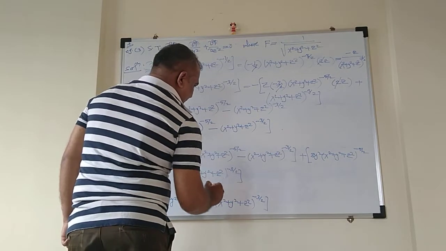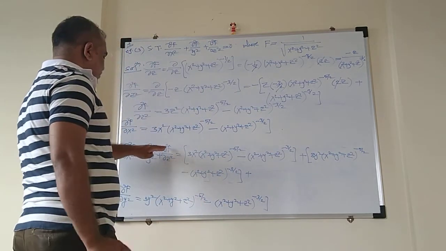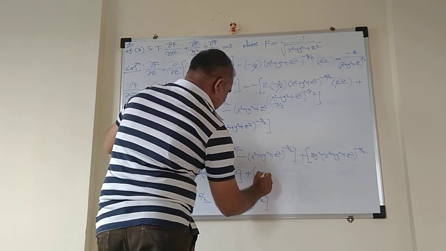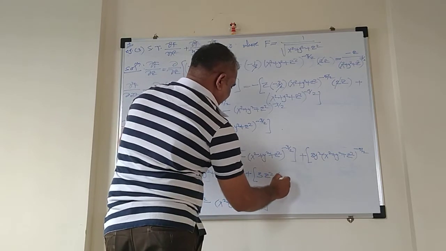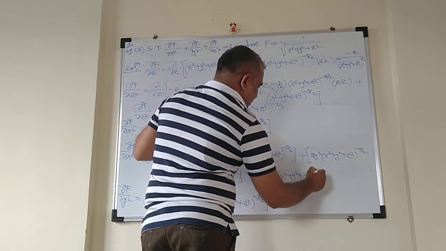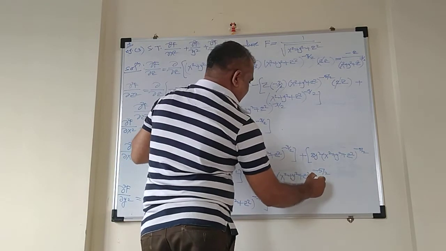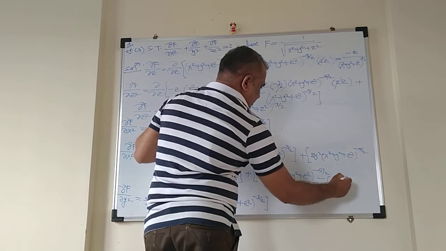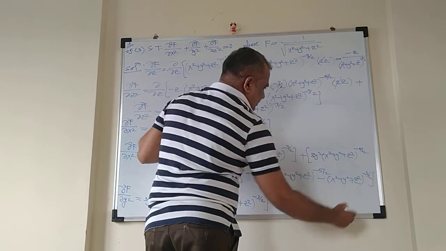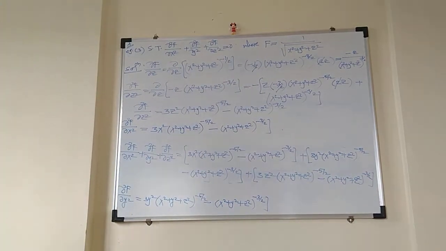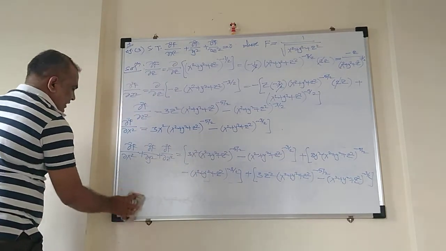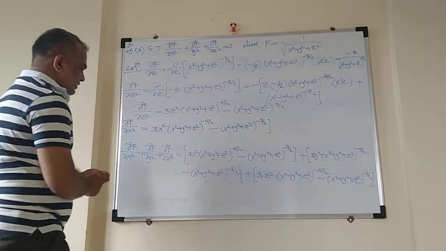And let me complete the bracket, plus dou 2f by dou z square value, this one, put it again in the next bracket. So this is 3z square into (x square plus y square plus z square) raised to power minus 5 by 2 and minus (x square plus y square plus z square) raised to power minus 3 by 2. And simplify this last term of the problem, and once you simplify, you will get its answer is equals to 0. Let us see how.